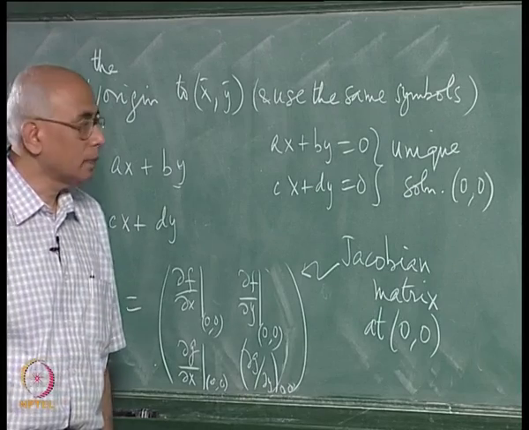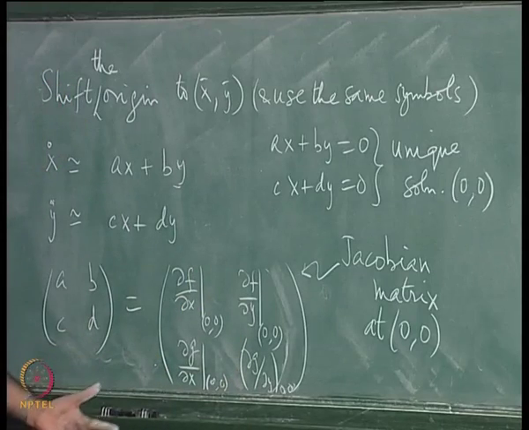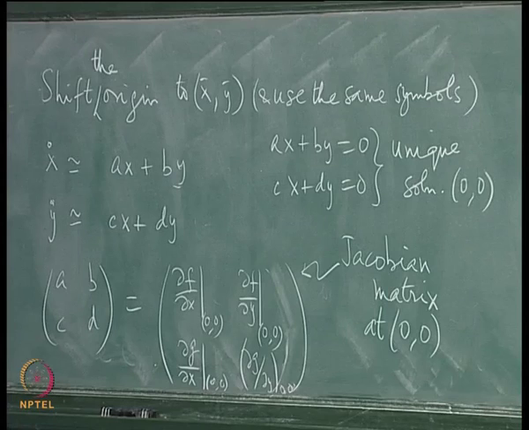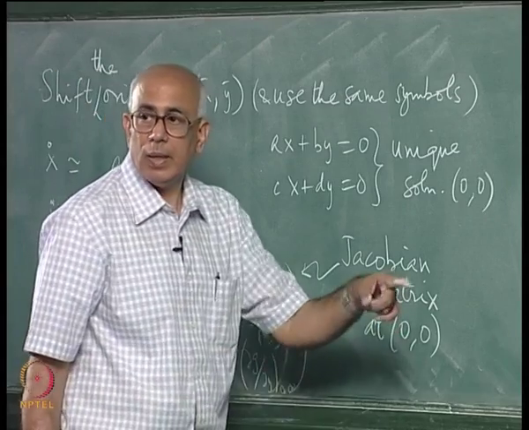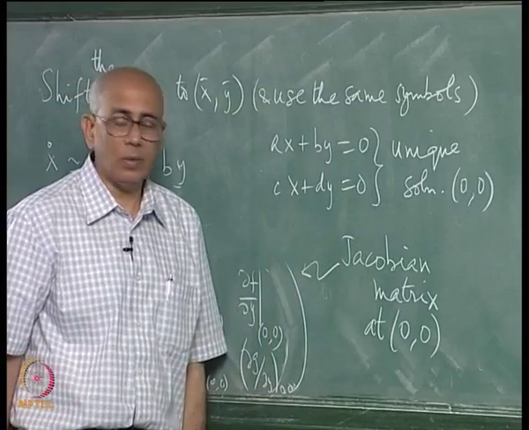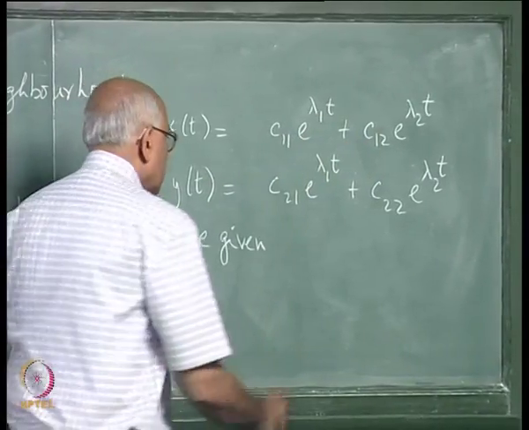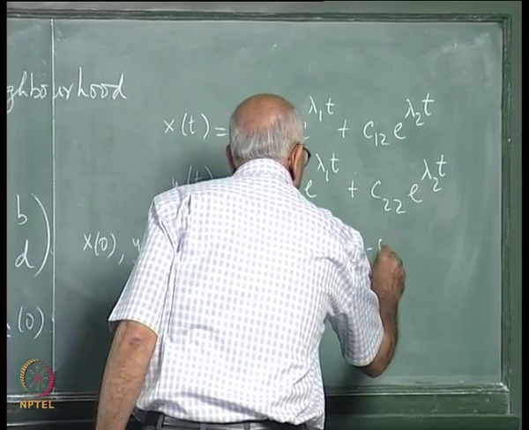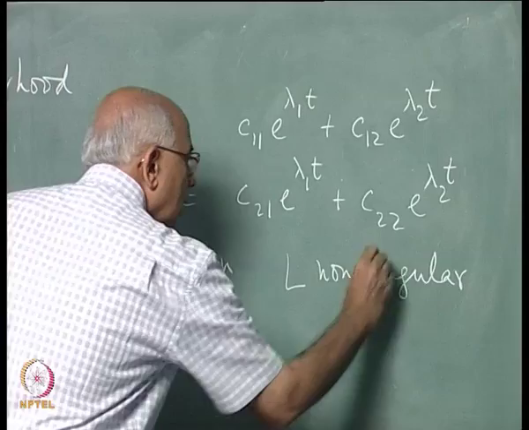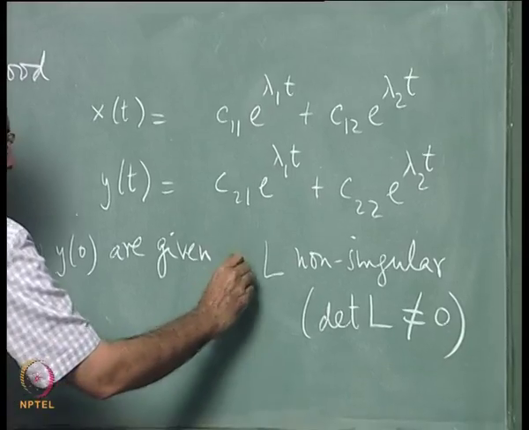When this determinant is not 0. So when the Jacobian matrix is non-singular, when L is a non-singular matrix, then and only then is this true. So we assume that L was non-singular. We will come back and examine what happens when it is singular, but that was the primary assumption, it had to be non-singular. And when is this form of the solution true? So L non-singular, in other words determinant L not equal to 0, that was an assumption.